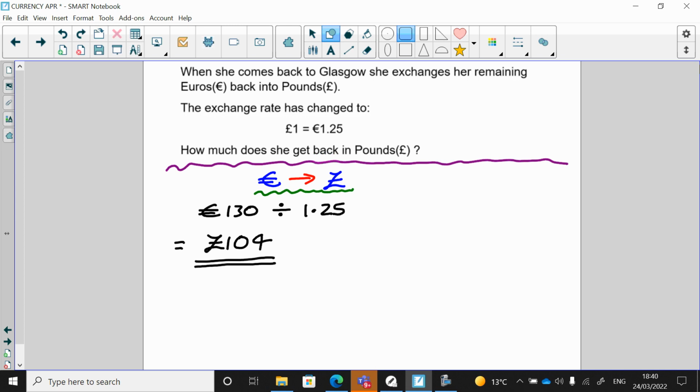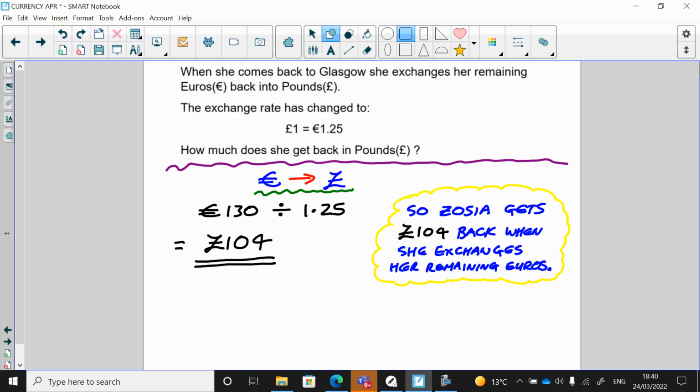Right, okay, hopefully you got that. So that was our third story, I call them stories. Let's go for the big story. I've just made a statement here because I always tell you to make statements. So just like it says there, Zosha got £104 back when she exchanges her remaining euros. It's always good to write a little statement. It just puts my mind at rest. Maybe it doesn't put your mind at rest.